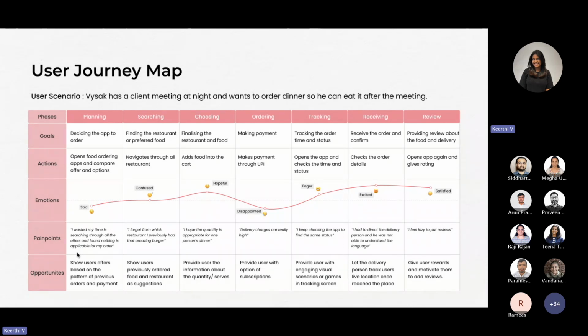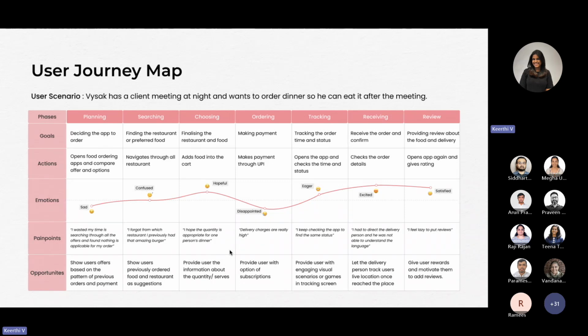And once we know that specific problem, we could write down opportunities. So how can we solve this? We can maybe give them offers based on what he has ordered before. We could keep track of the pattern of his previous orders or payments, and based on that, provide or sort the offers. Maybe this might not be the exact solution, but it could be a solution for each stage. Similarly, we could write down for each stage what his goals are, what actions he does, what he feels, and what the pain points and opportunities are to solve this.